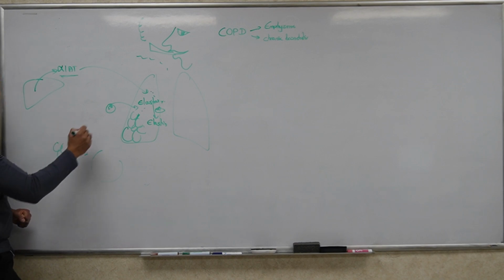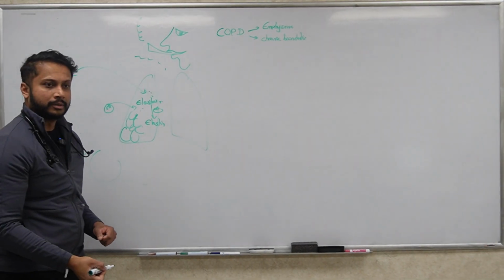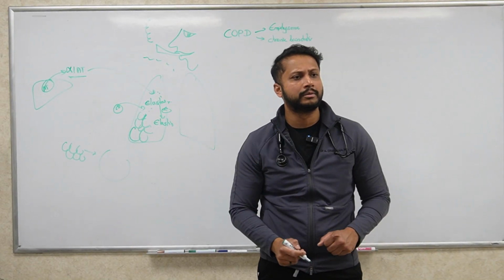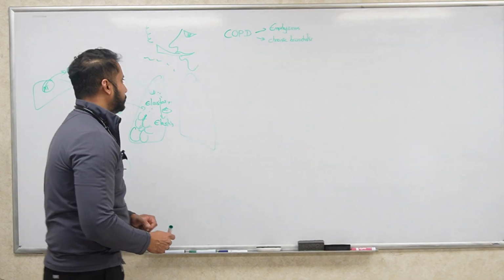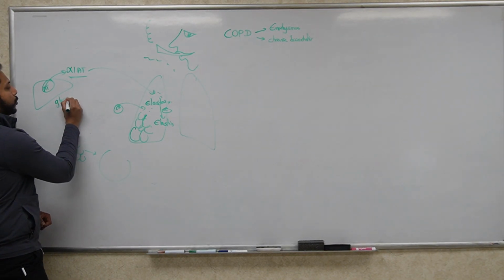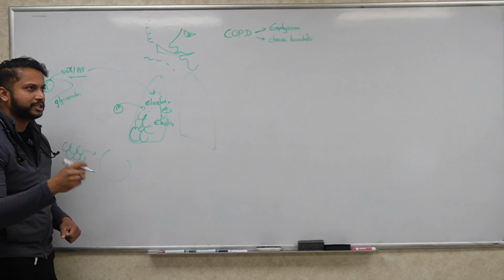So if you're not going to release it out of the liver, what's going to happen? You're going to accumulate alpha-1 antitrypsin within your liver. Is that a problem if you accumulate too much alpha-1 antitrypsin within the liver? Why is it a problem? Alpha-1 antitrypsin is actually a glycoprotein. If you accumulate too much glycoprotein within your liver, what does glucose like to do?